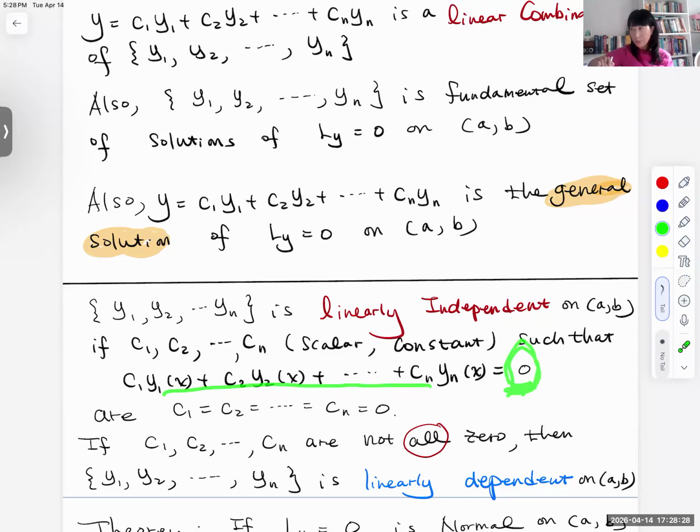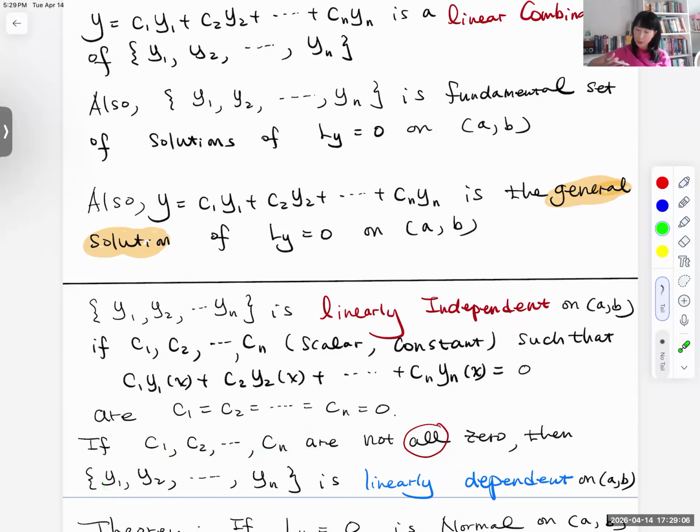Then we get all the constants c sub 1 through c sub n are 0. All right, then we call that linearly independent: all constants are 0. If there is at least one that is not 0, so not all 0, then we say that the set y sub 1, y sub 2 until y sub n is linearly dependent, right? So every time we have an opposite definition, right?